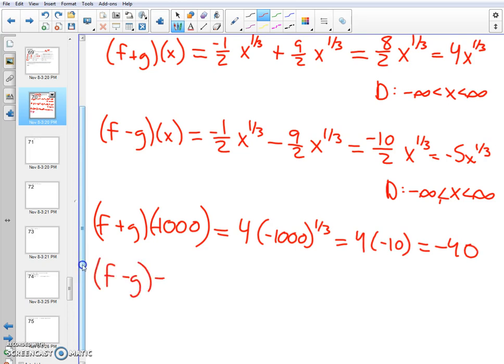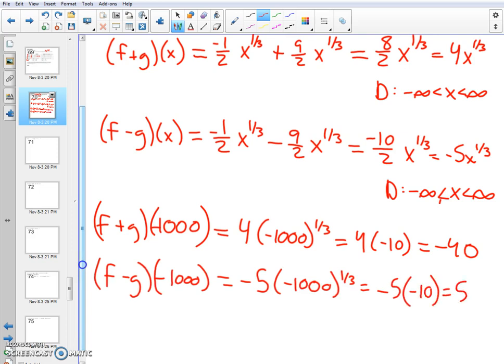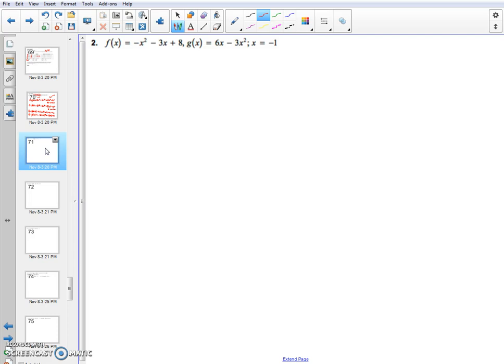Same thing for f minus g of negative 1,000. So I'm taking that function that we made, the negative 5, negative 1,000 to the 1/3. Same thing, the cube root of negative 1,000 is negative 10, only this time I'm multiplying by negative 5, which would be 50. All right, let's look at another one, number 2 here.